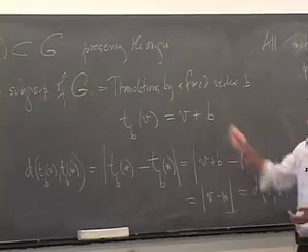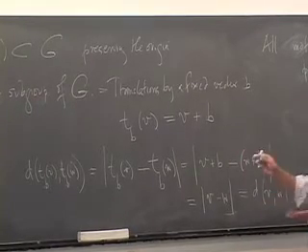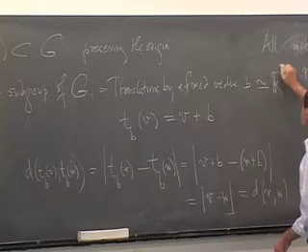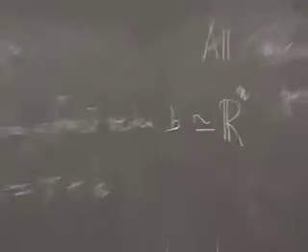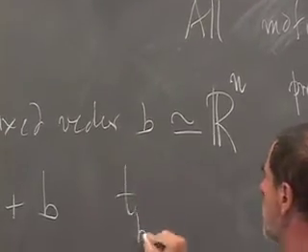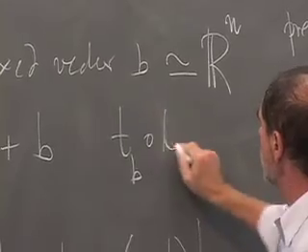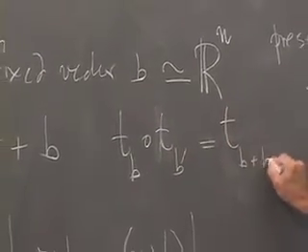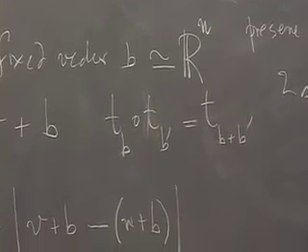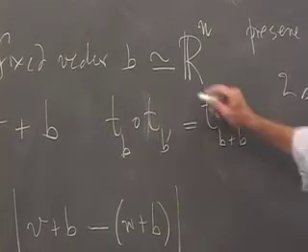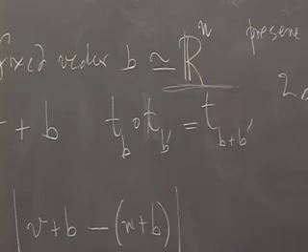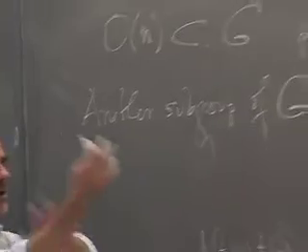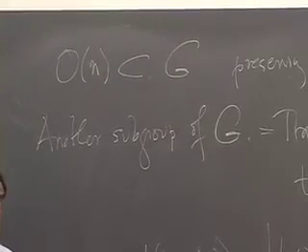Now that clearly doesn't preserve the origin. And that group is isomorphic to the group Rn under addition, because if you compose the translation by the vector B with the translation by the vector B prime, you get translation by the vector B plus B prime. So here we have a nice abelian subgroup that just translates things along. Here we have a group that's quite complicated that preserves the origin and moves things around but preserves distance.